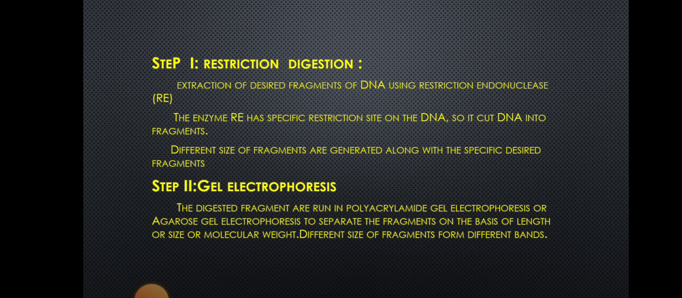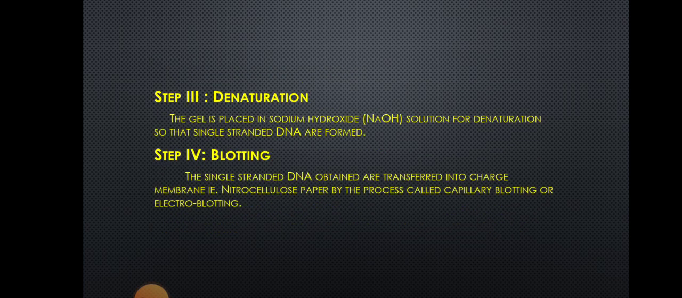Step 2 is gel electrophoresis. The digested fragments are run in polyacrylamide gel electrophoresis or agarose gel electrophoresis to separate the fragments on the basis of length or size or molecular weight. Different sizes of fragments form different bands. The step 3 is a denaturation step. The gel is placed in sodium hydroxide solution for denaturation so that single-stranded DNA is formed.